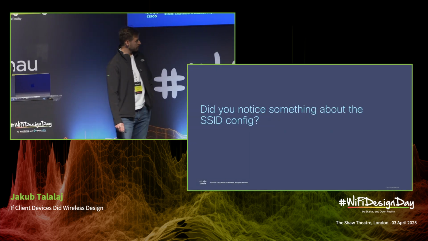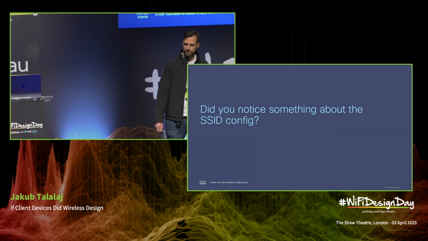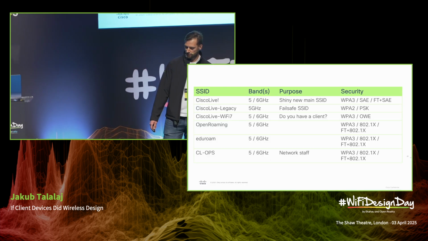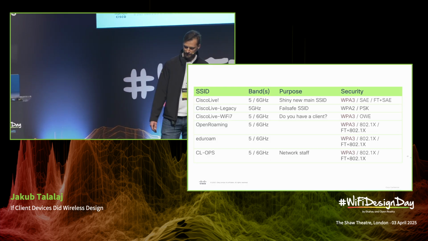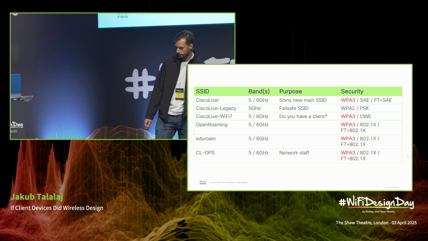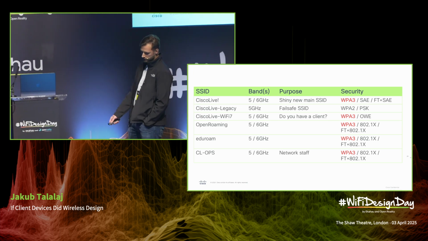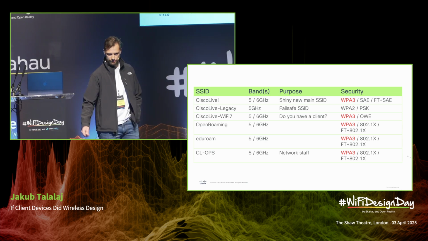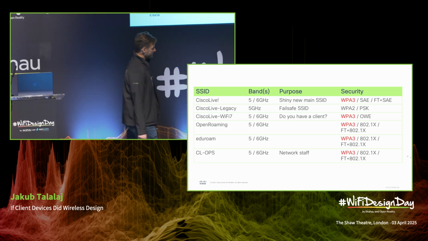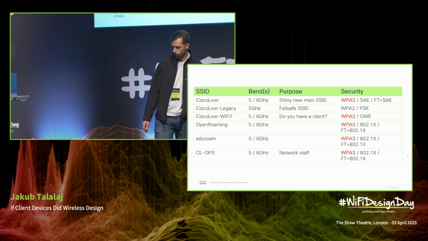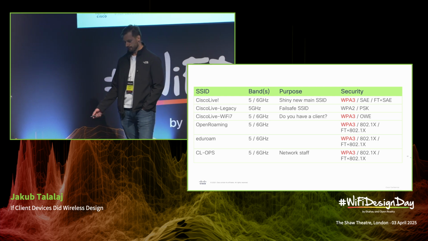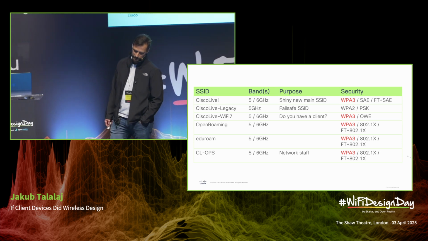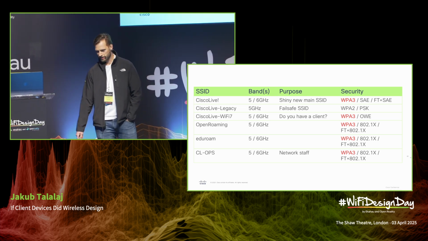Did you notice something about the SSID configuration also? So yeah, we have a few of them, but we also went fully ballistic on WPA3. Last year we had WPA2 on the main SSID and WPA3 here and there. This year we decided we're going to be brave and see how clients actually connect, right? Because there's a perception that, oh, WPA3 is this new standard, we're afraid our clients are not ready.